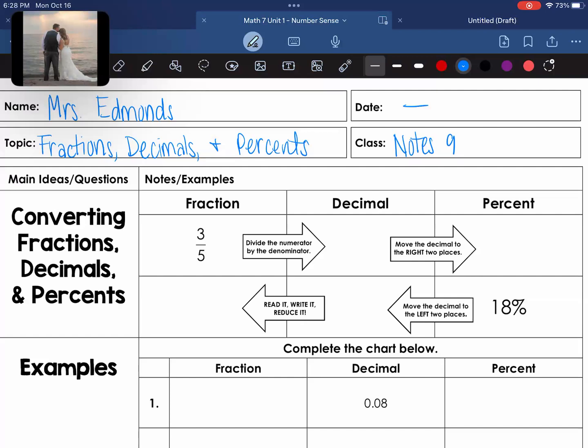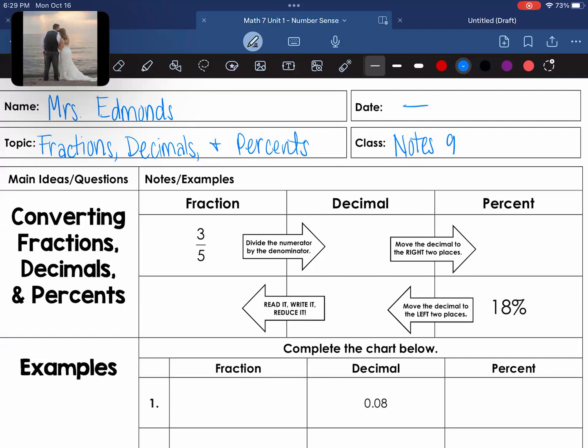Okay, go ahead and label at the top your name, the topic, which is fractions, decimals, and percents, and it is notes 9. Hopefully this looks familiar to you because we looked at it a little bit last year, and you should have just done your ExactPath assignment on it.